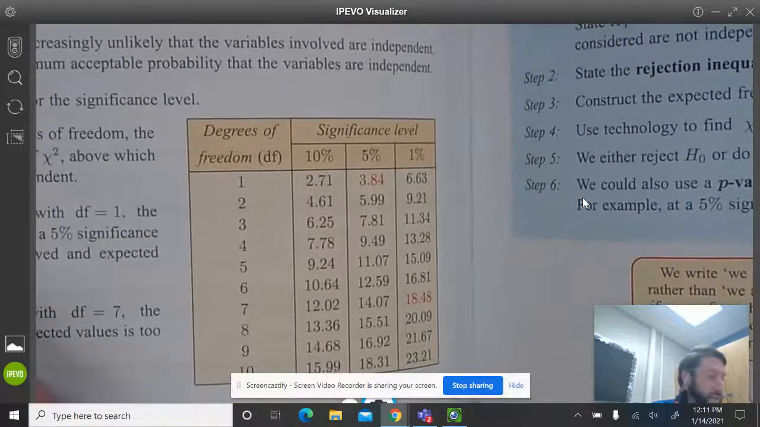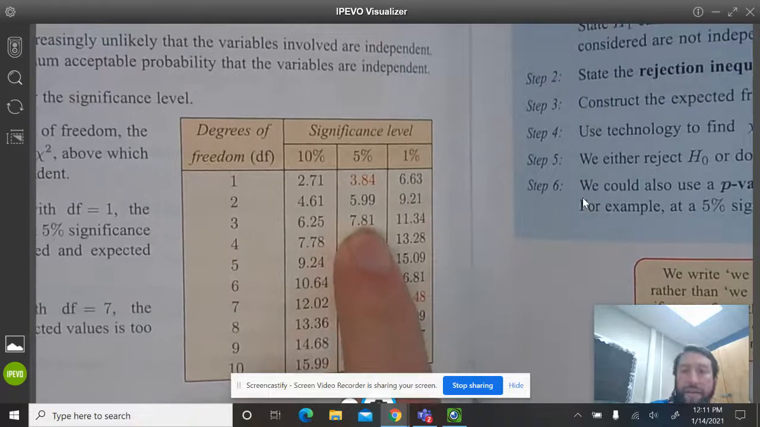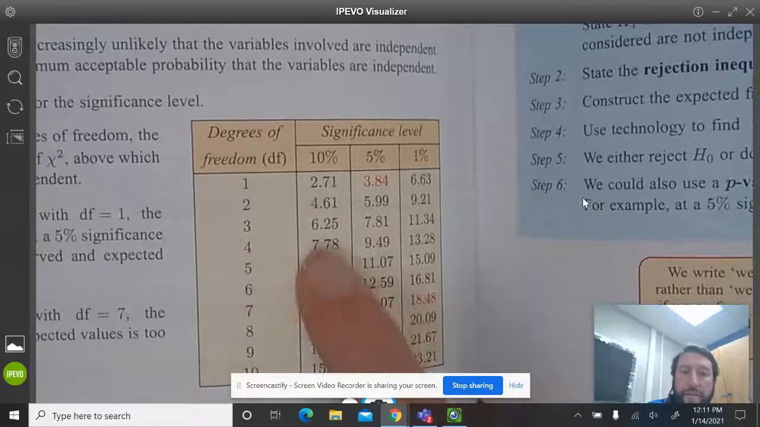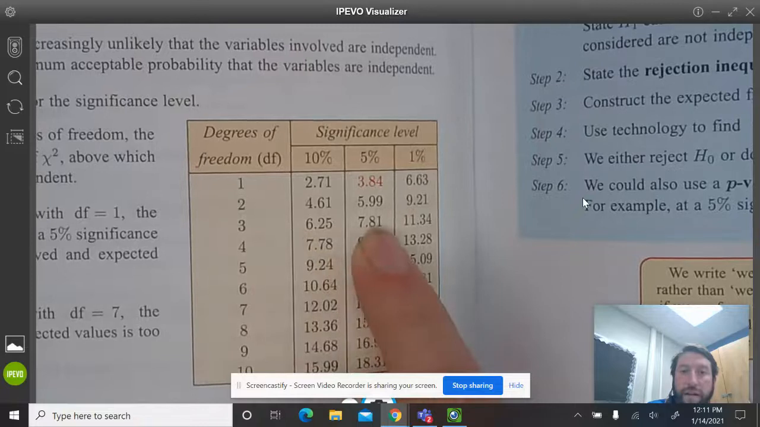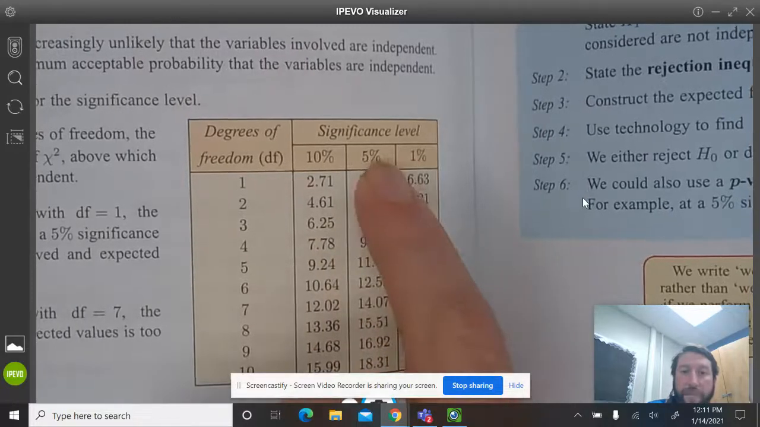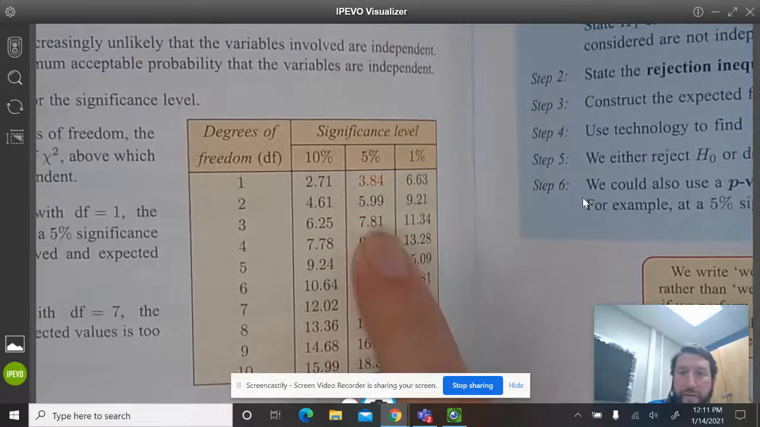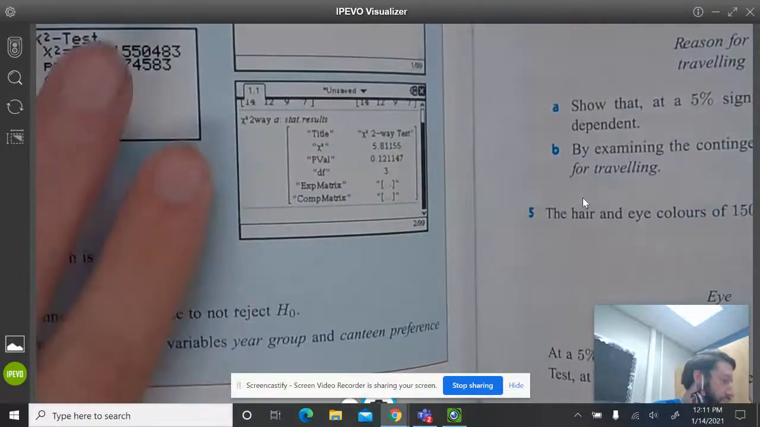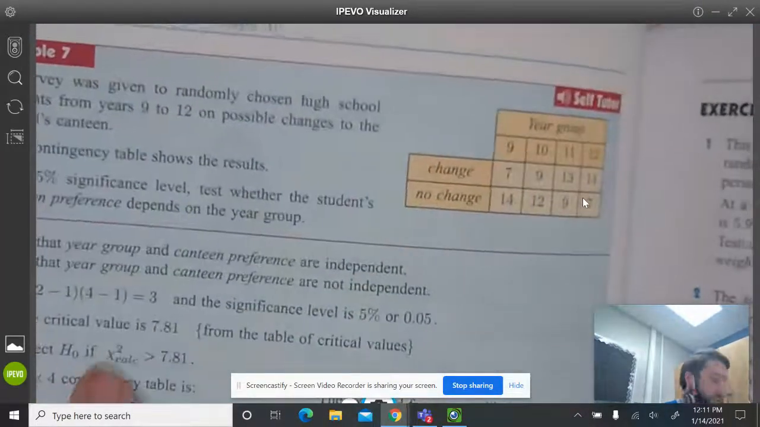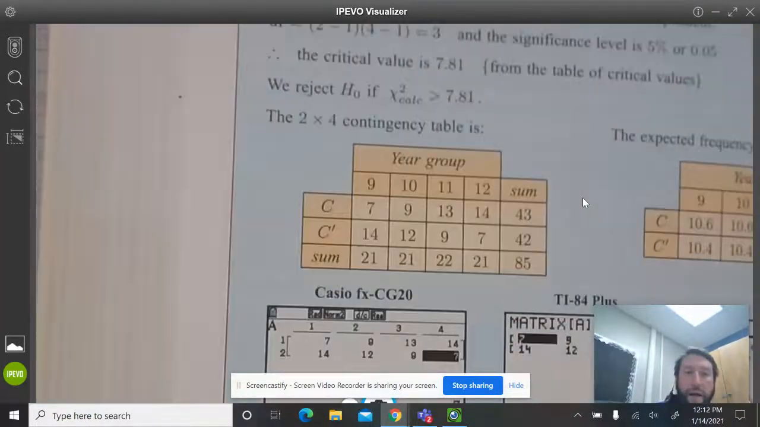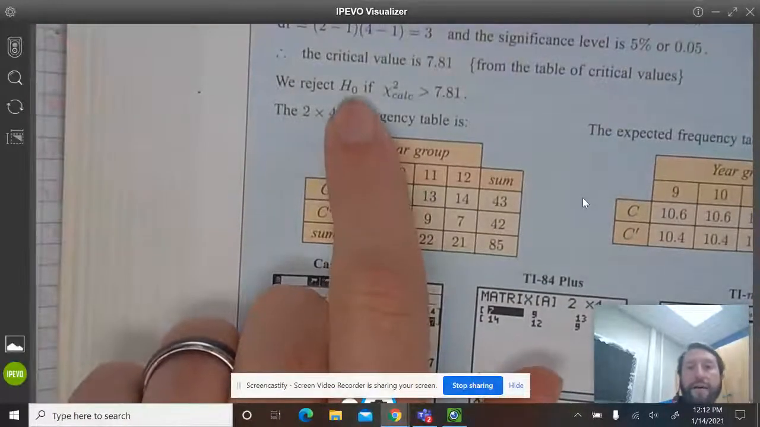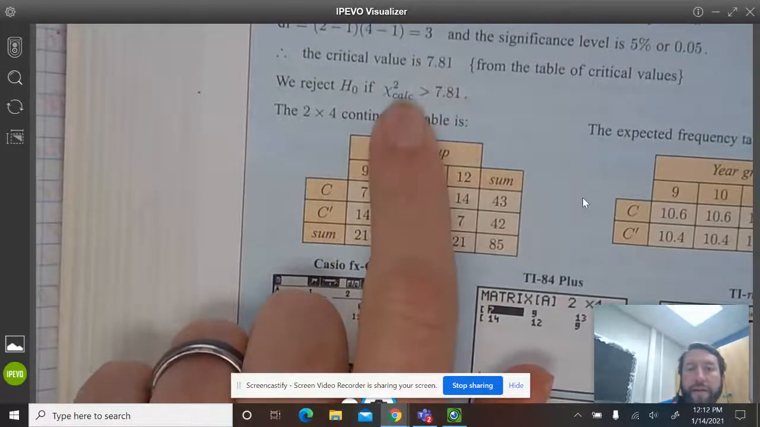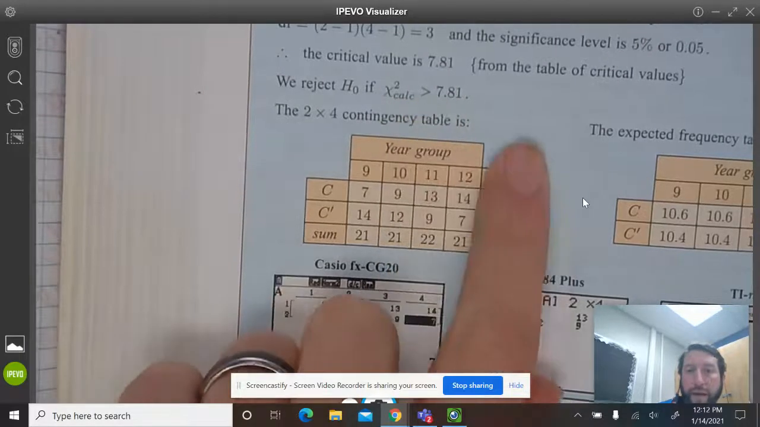See, our degrees of freedom was 3. Where is it? Yeah, right there. Okay, so degrees of freedom was 3, and our significance level was 5%. That means my critical value is 7.81. So I found that, and I write out the inequality. We reject H null, the null hypothesis, if my chi-squared that I calculated is greater than 7.81.